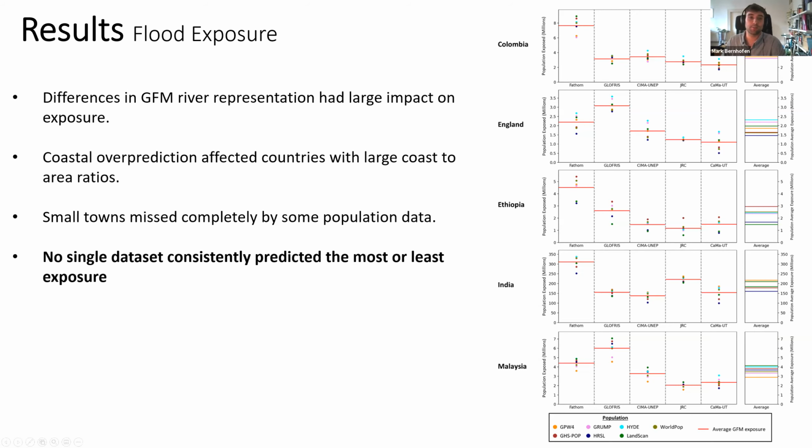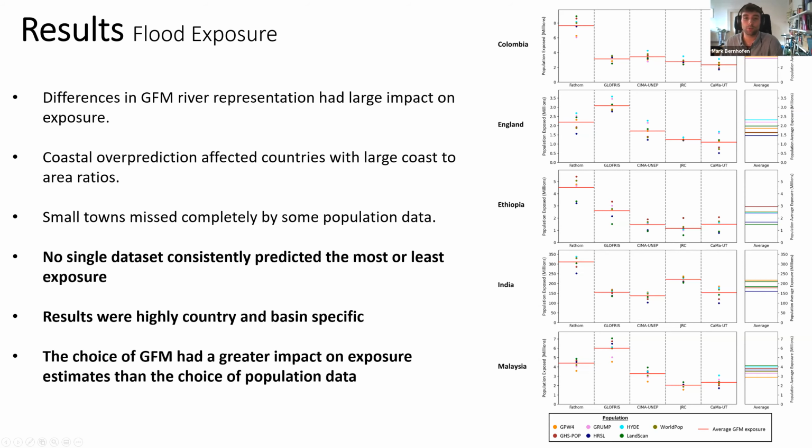And now looking at some trends that we observed across the 5 countries, or trends that we didn't observe, well, we found that no data set consistently predicted the most or least exposure, which meant that the results were highly country and basin specific. But we did find that the choice of global flood model had a greater impact on exposure estimates than the choice of population data.